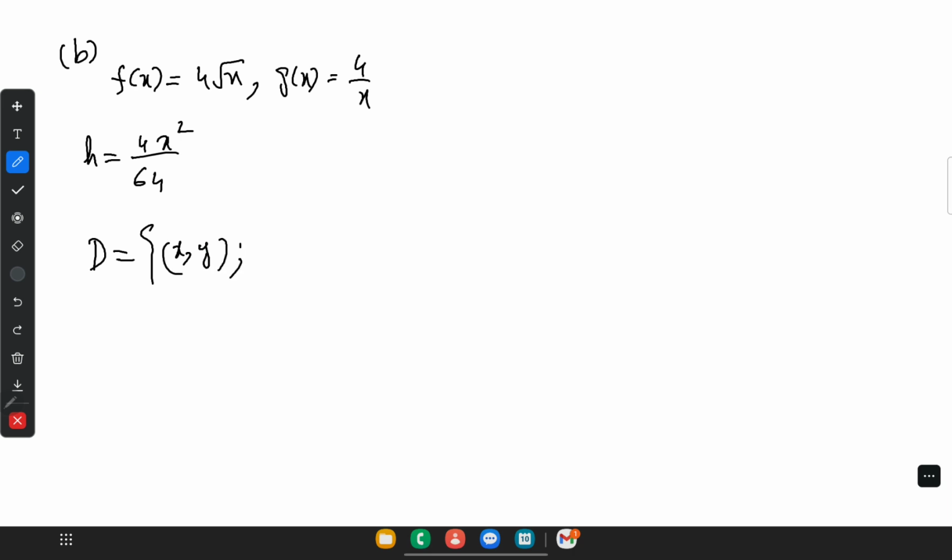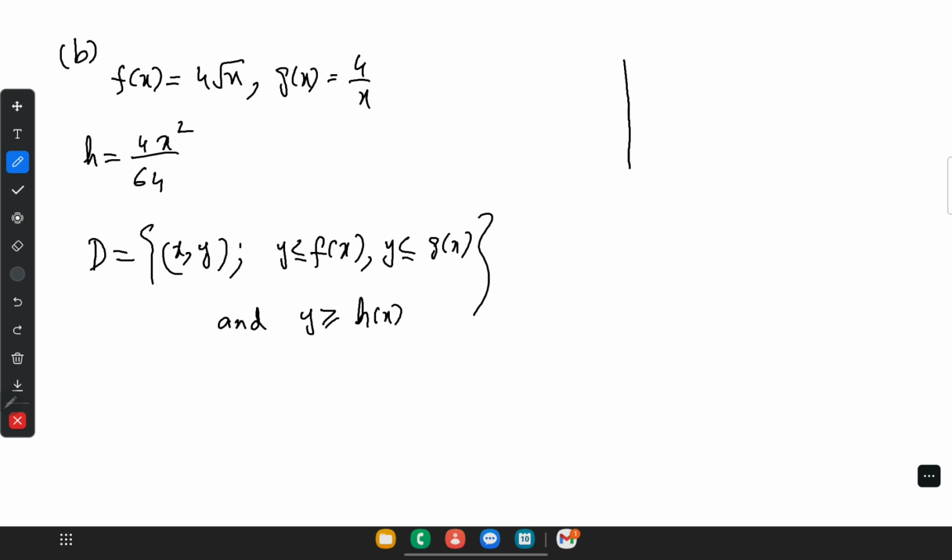ordered pairs such that y is less than or equal to f of x, y is less than or equal to g of x, and y is greater than or equal to h of x. This is the region. We have to find its area. So again, I will make the graph of all of these functions, and then I will proceed.